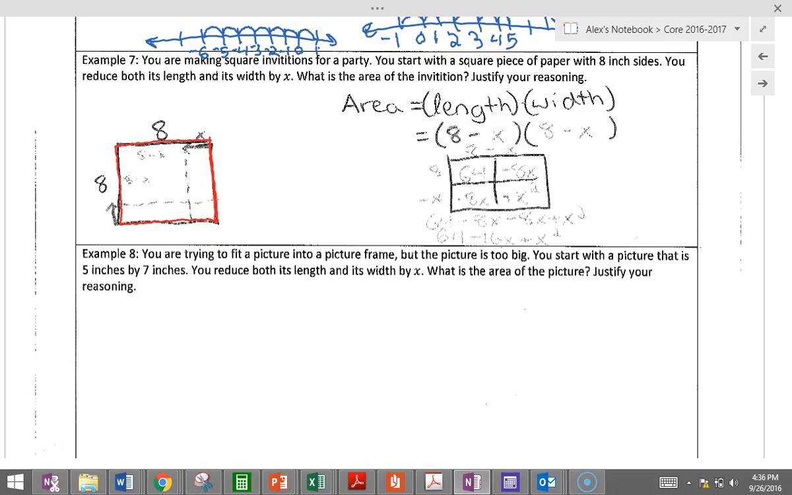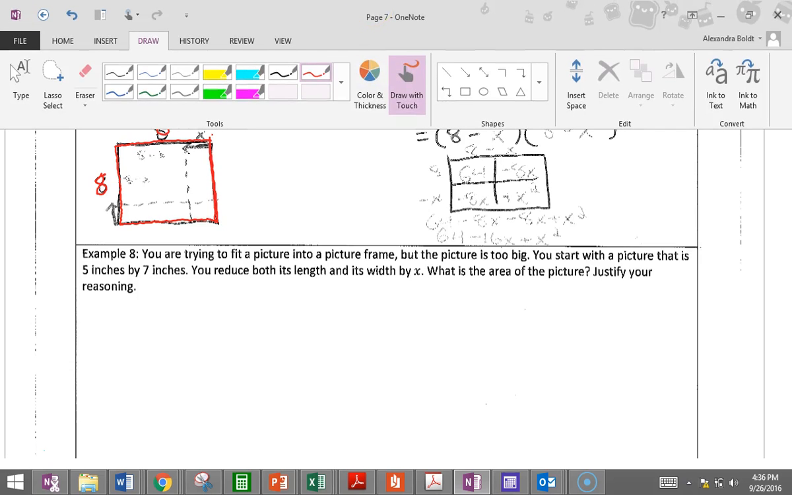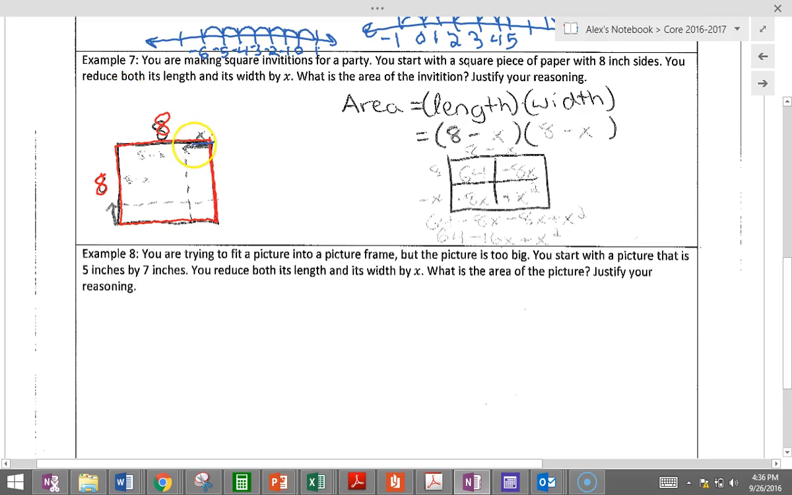Okay. The total length of both of these sides is 8. It's an 8 by 8 piece of paper. It's square. I reduce both its length and its width by x. What that means is I'm taking scissors to it. I'm going to cut this much of my page off on both sides.